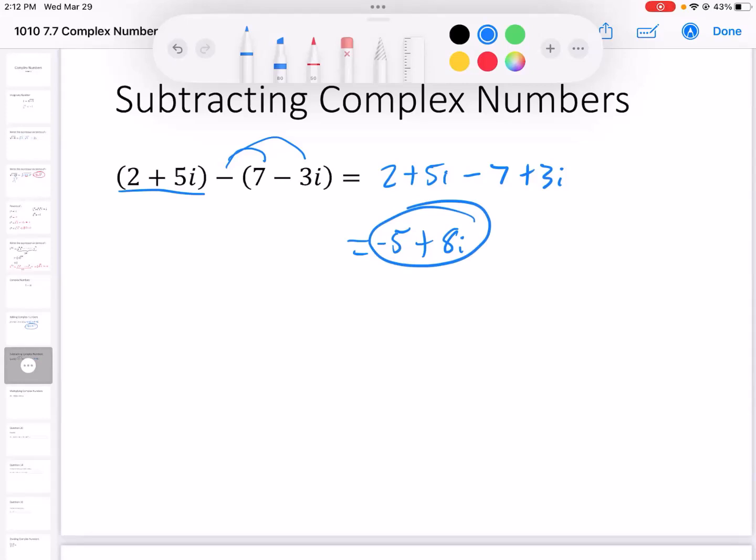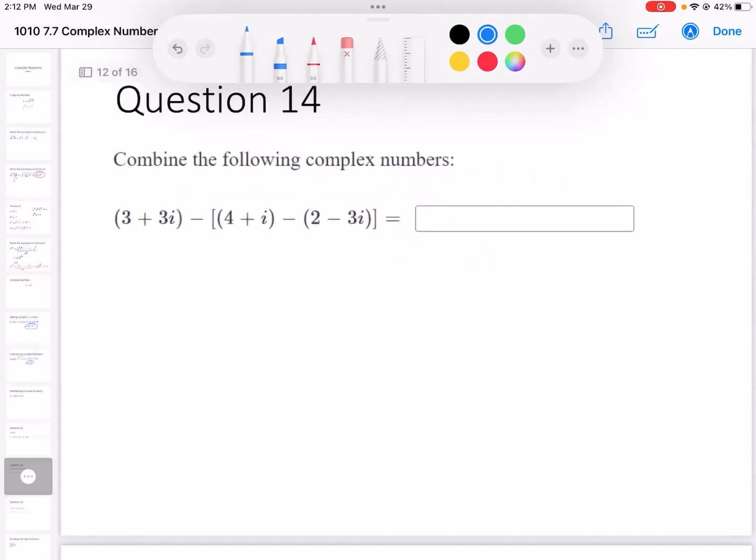Any questions on adding and subtracting? Okay. So on your homework, let me just show you an example of one of the more challenging adding and subtracting ones. On this one, the structure we have is a complex number minus 2 other complex numbers that are subtracted within brackets. So what do you guys think we would simplify first?